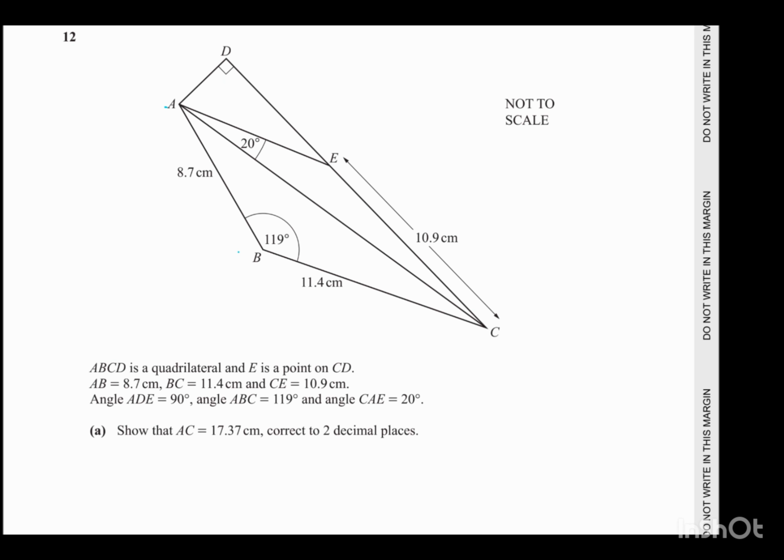In triangle ABC, AC is equal to square root of 8.7 square plus 11.4 square minus 2 into 8.7 into 11.4 into cos 119 degrees.